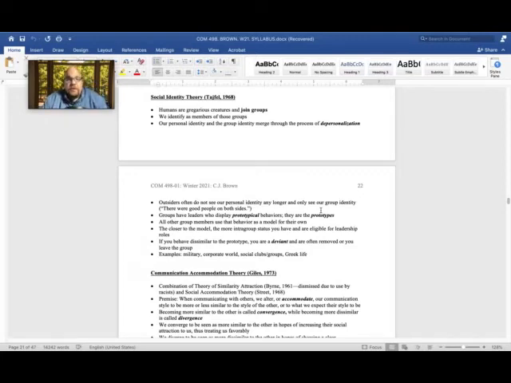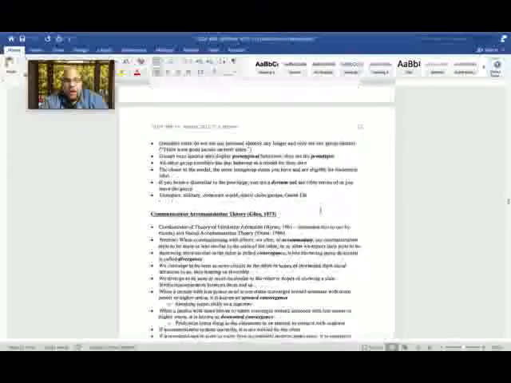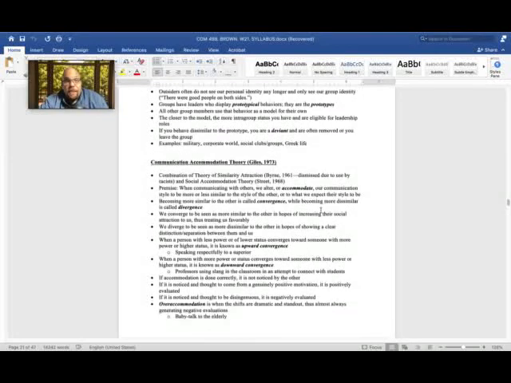Groups have leaders who display prototypical behaviors. So the leader of the group sets the standard as to what others should do, and those are called prototypical behaviors. All other group members want to get closer to that. The closer to the model you are, the more status you have. If you are dissimilar to that standard, that prototype, you're known as a deviant, and then you are eventually removed or you leave the group.